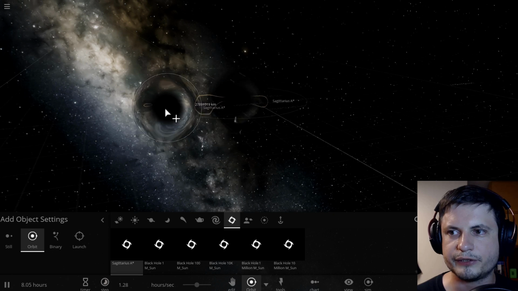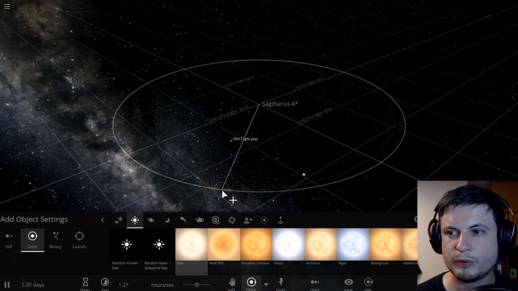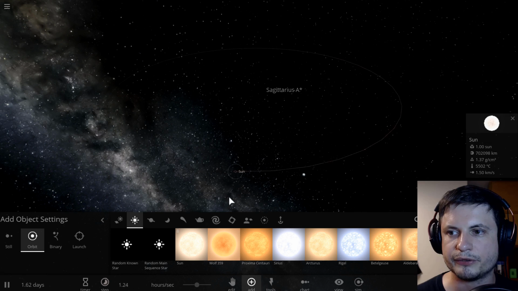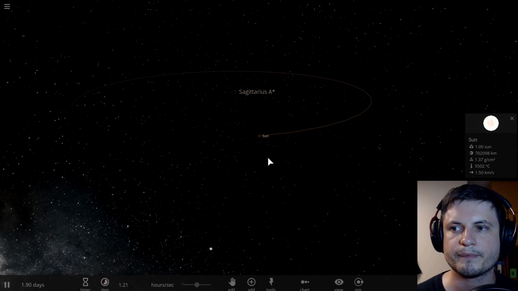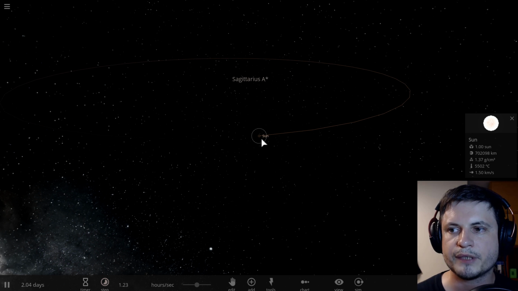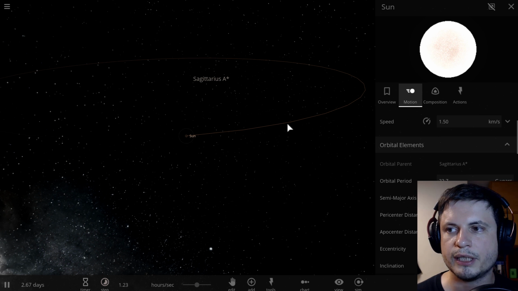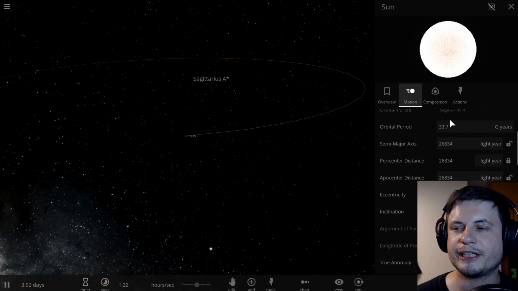So here is the Sagittarius A star black hole, and at a distance of approximately 27,000 light years, we're going to place our sun, so right around here. So this is sort of the distance of our own solar system to Sagittarius A star. Now right now, it says that it's moving at a speed of approximately 1.5 kilometers per second, and a single orbit here, basically a single motion around Sagittarius A star, will take us approximately 34 billion years.